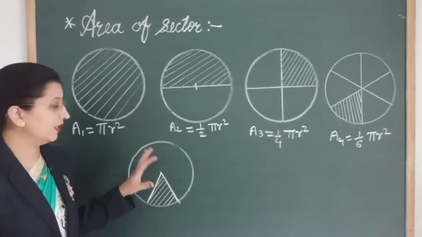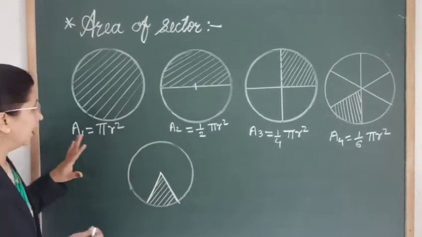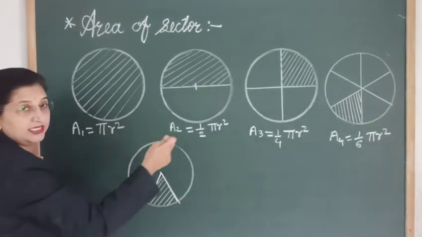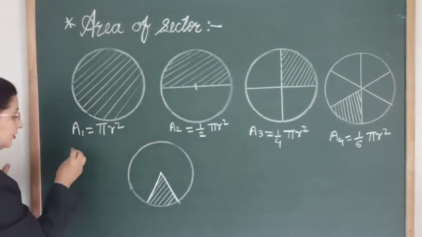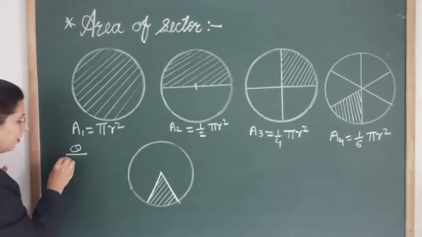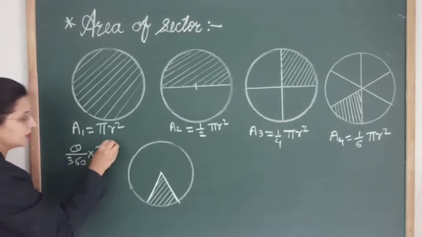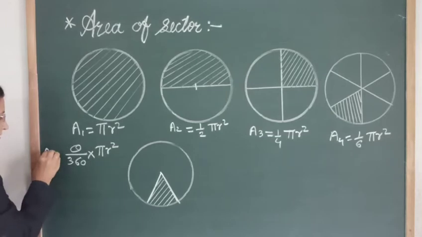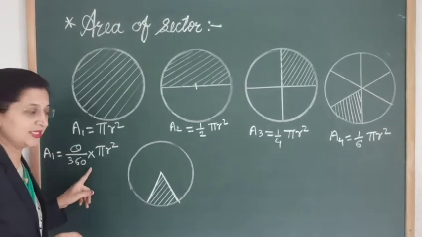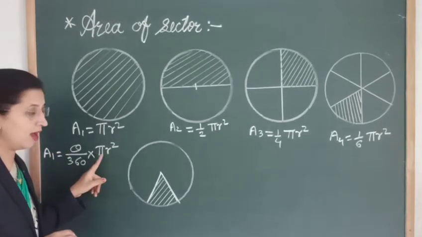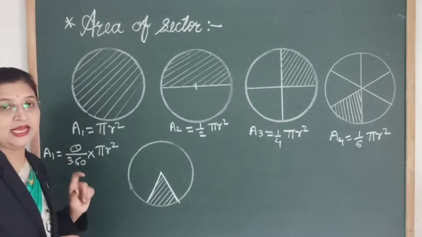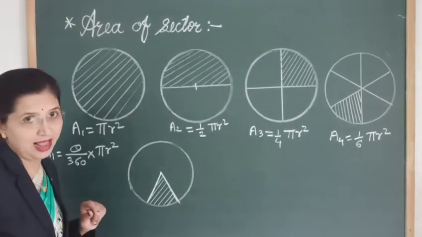Now dear students, to get the area of this sector, the area will be multiplied by theta upon 360 into pi r square. Theta upon 360 into pi r square. Now what is this theta? Theta is the measure of the central angle.